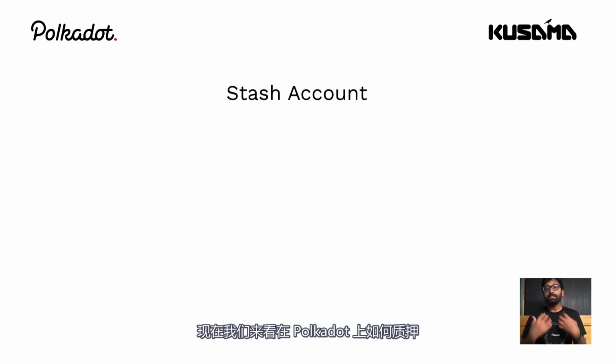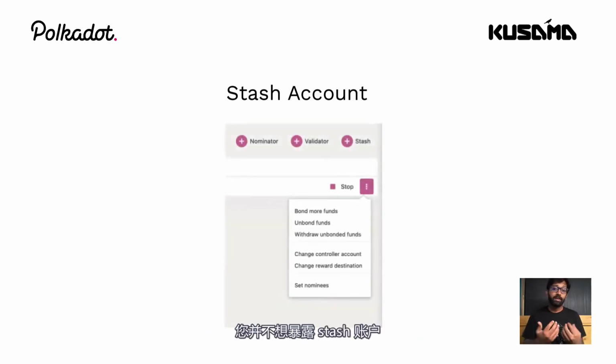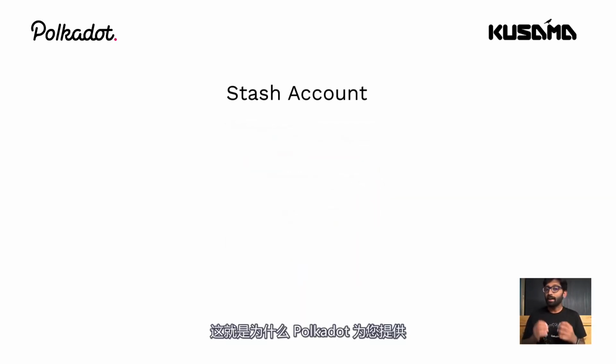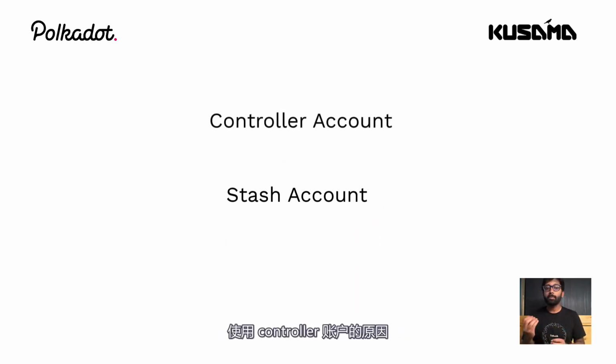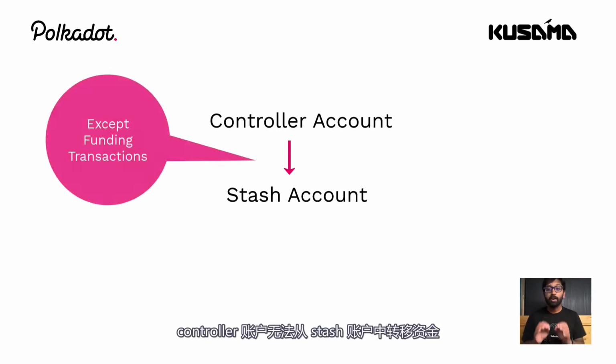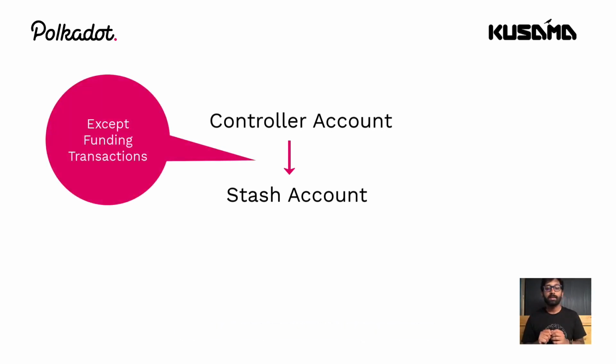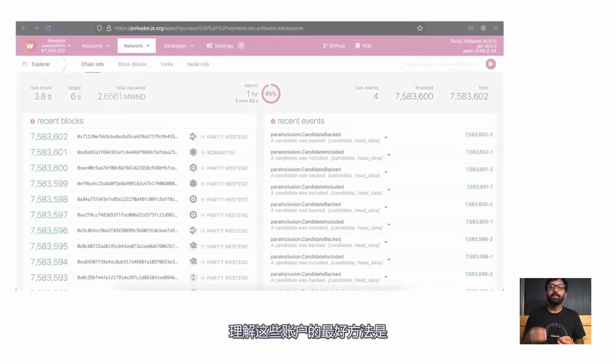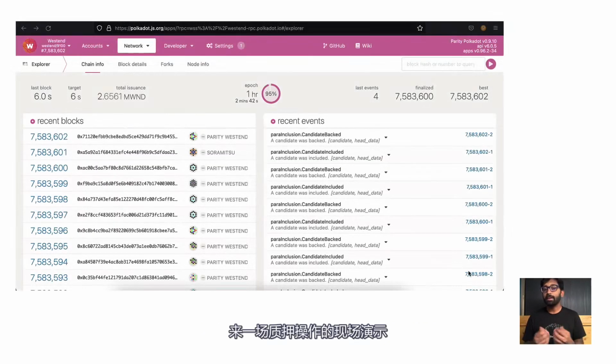Now, shifting our discussion to staking on Polkadot, you would not want to expose your stash account each time you would like to make a staking transaction, like nominating different validators or unbonding your tokens. That is why Polkadot provides you with the option of using controller accounts, which can control the stash accounts with one key exception. The controller account cannot move funds from the stash account. The best way to understand them is through a live demonstration of staking.